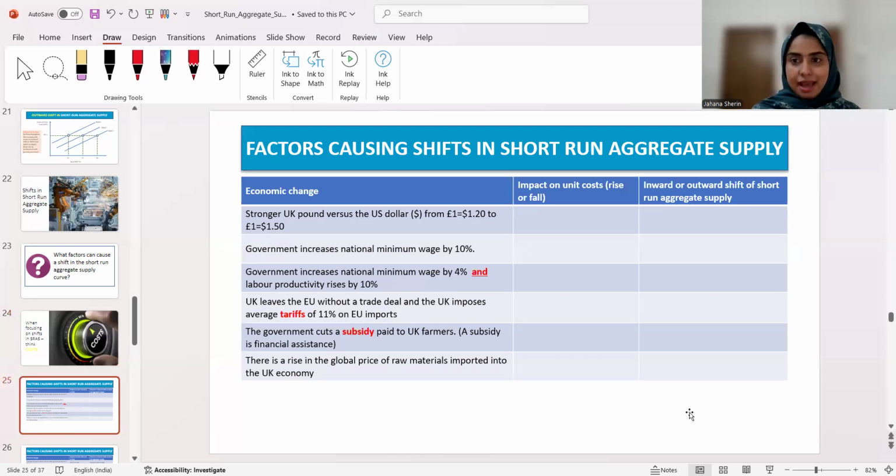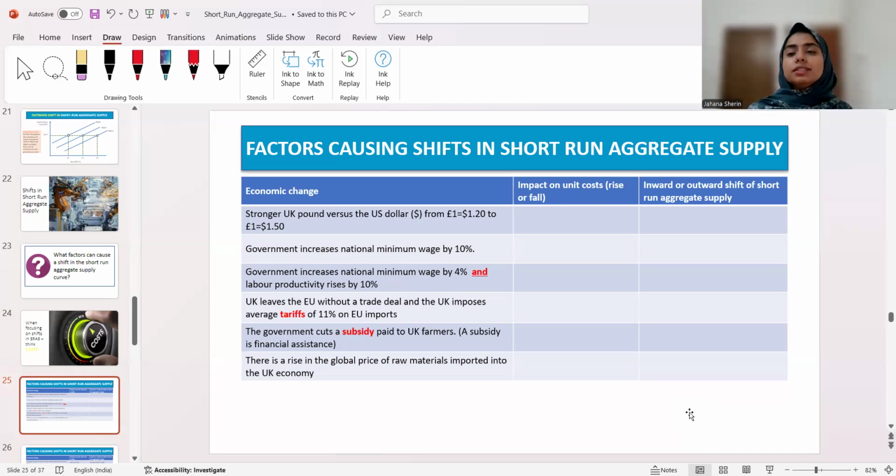So I'll give you some examples. First of all, a stronger UK pound versus the US dollar, from 1 pound equal to $1.20 to 1 pound equal to $1.50. What happened here is that initially, by using 1 pound, they could purchase around $1.2. Now, by using 1 pound they can purchase $1.5, which means the value of their currency has become stronger, the currency appreciated.